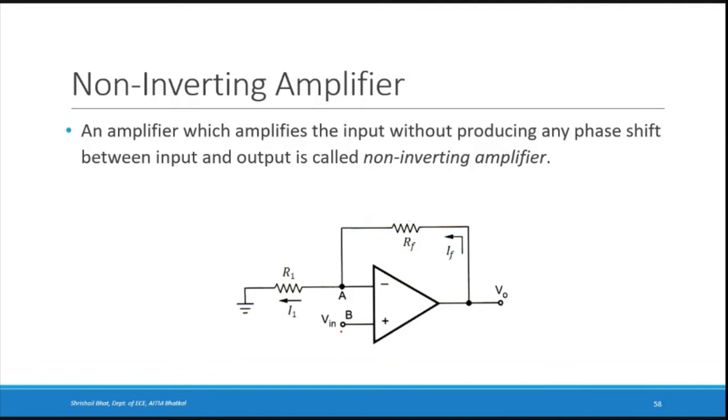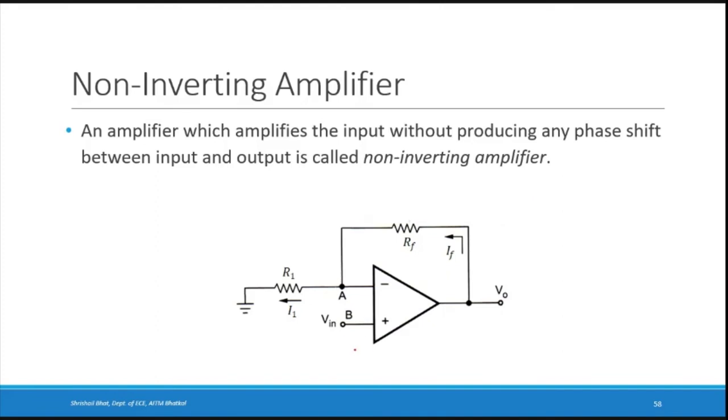This non-inverting amplifier amplifies the input, wherein the input and the output will be in the same phase. It amplifies the input without any phase shift between the input and output. Here the operation again can be explained using those two assumptions, the assumption of the virtual ground and zero input current. The potential at node B in this case is not zero.